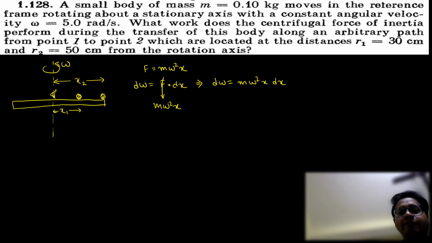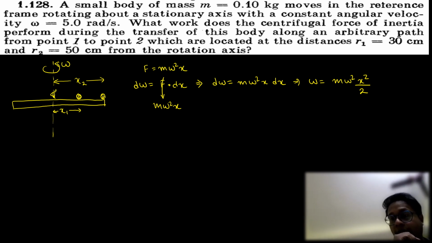Work done, or elemental work done, is equal to force into elemental displacement. Why did I put dx out here? Because as the particle moves outward, the value of x will change. That's why I have to integrate this entire thing, where force is equal to m omega square x, where x is the distance from the axis. Work done is equal to m omega square x dx. Or total work done is equal to m omega square x square by 2.